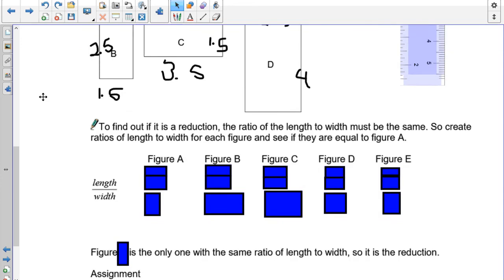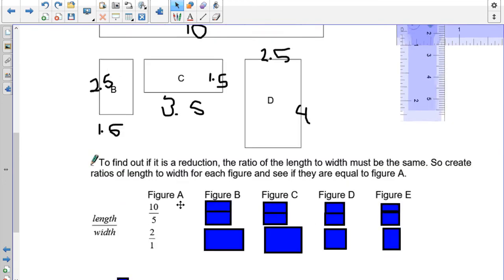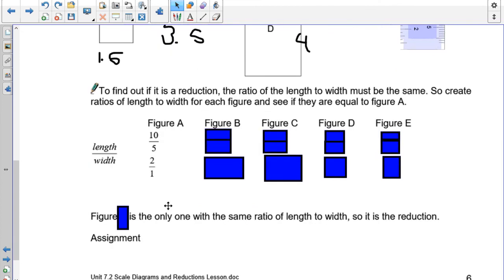So let's take a look at figure A. The length is 10 and the width was 5. So when I reduce this fraction, I get 2 over 1. So what happens here is this is a 2-to-1 ratio. This length here is twice the width. Now, which other ones of these have a length which is twice the width? Now, when I give you these questions, you have to prove and disprove. So you can't just say, oh, it's this one. You've got to put them all down and work it out.